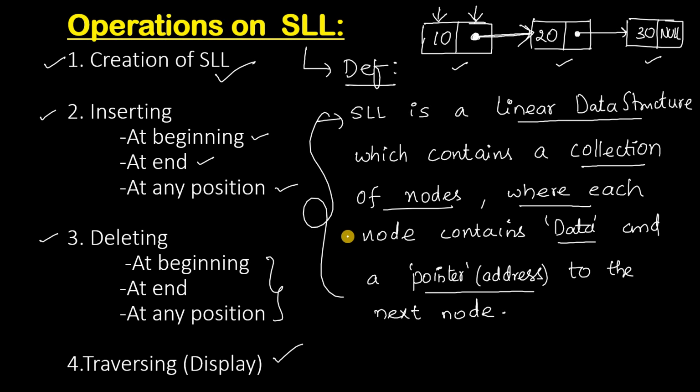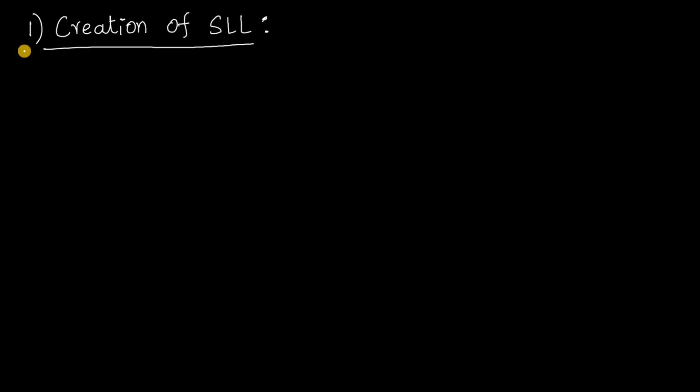Okay, now let's see the first operation, that is the creation of the singly linked list. Initially the list is empty. That means there are no elements in the list. Now I want to create the first element with the data 10. So what I have to do is, first of all, I have to create a node. So how to create a node? First of all, I will show you how the node will look like now.